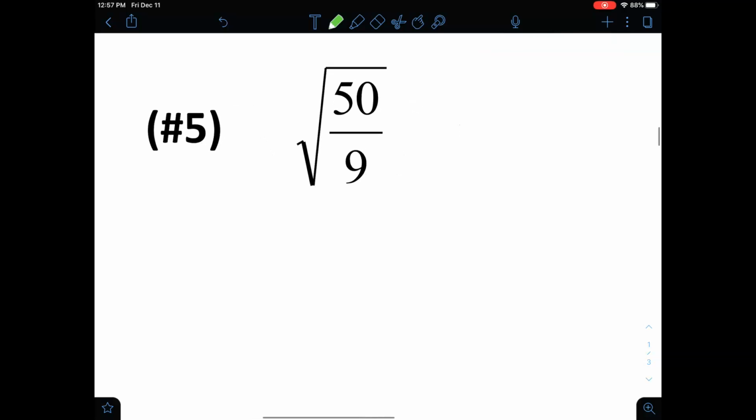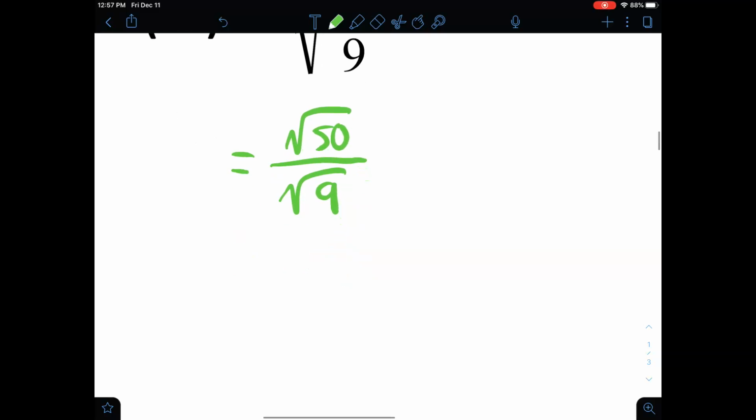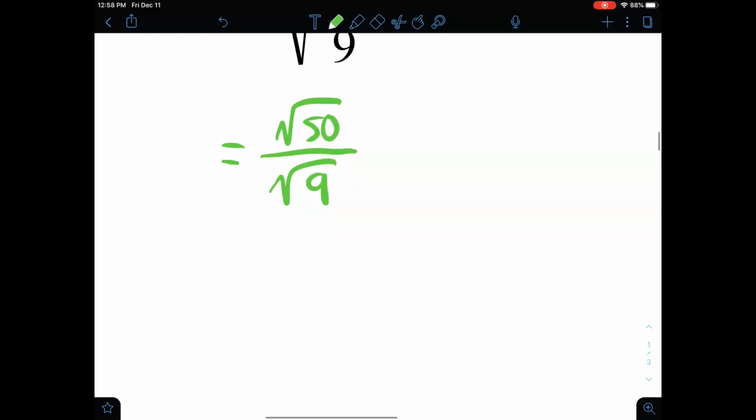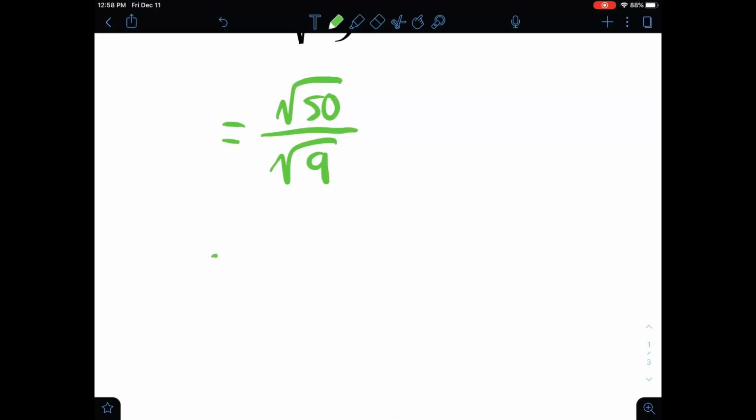All right. Number 5, we have square root of 50 over 9. Does 50 divide by 9 nicely? It does not. So we're going to write this into two smaller square roots. We're going to write square root of 50 on top over square root of 9 on the bottom using the quotient property. We can split up 50 because 50 is not a perfect square. So what is our perfect square that goes into 50 that we can use? Well, 25 times 2 is 50, so we can use 25 because 25 is a perfect square.